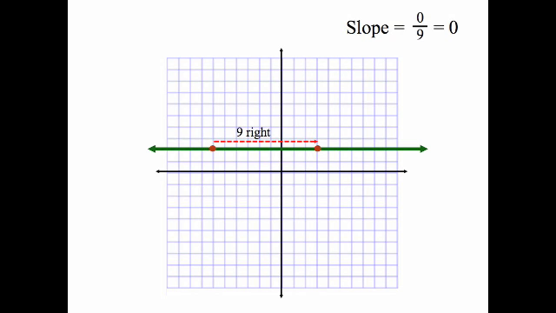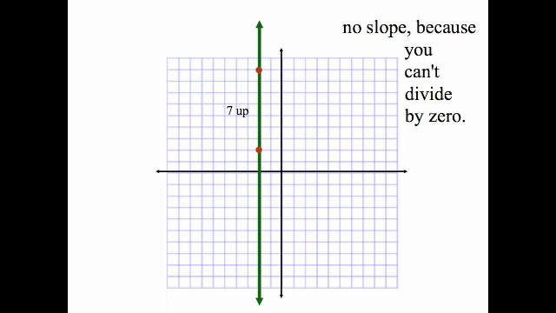And our other unusual line, the vertical line. As shown, I've picked 2 points on the line, and the distance between those 2 points up and down is 7, but the distance right or left is 0, and there's no slope because you can't divide by 0.